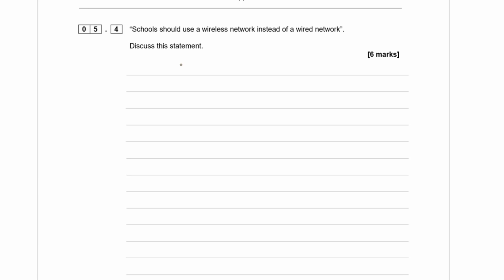So one of the things we can talk about is security. The previous few questions have been on security, at least a little bit. A wired network is more secure than a wireless network. With a wireless network, anyone who is not physically within the school, but just outside it and still in range of the Wi-Fi, can in theory use it. Whereas with a wired network, you have to actually be physically connected to it, so within the school's boundaries. So security is a point you can mention.